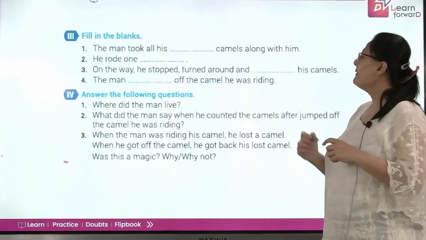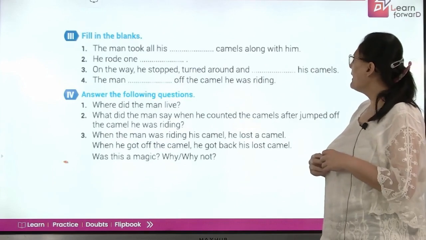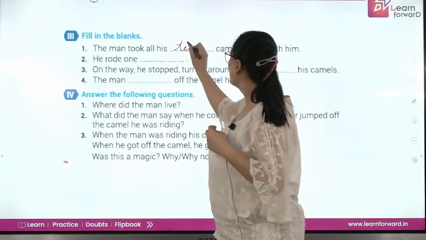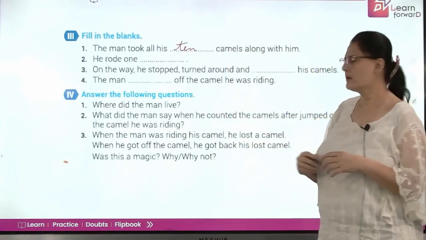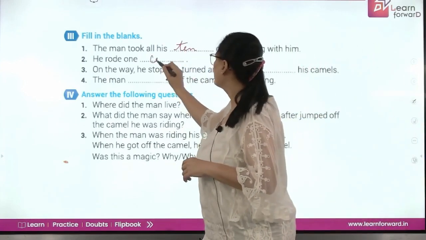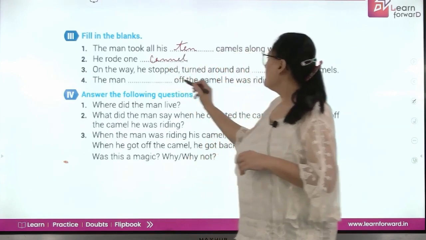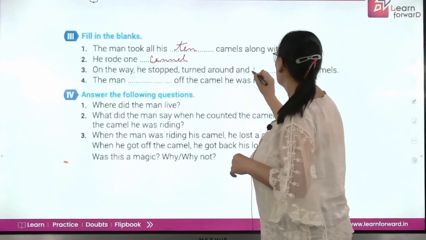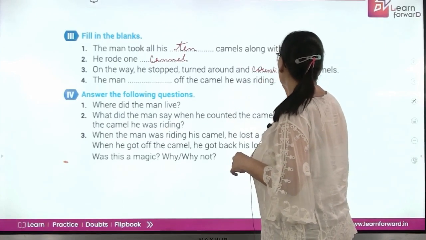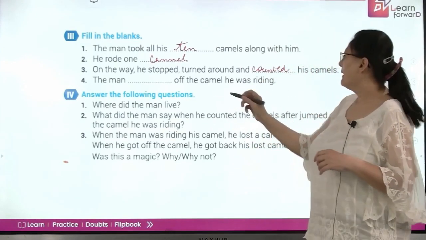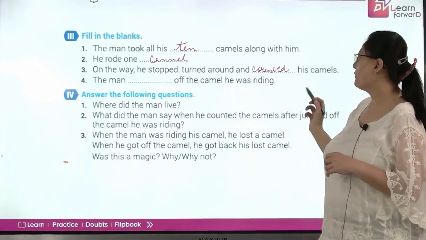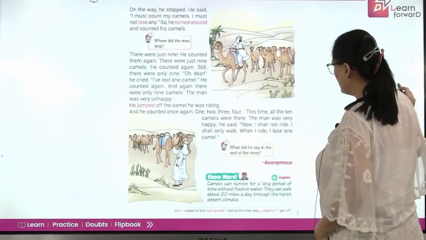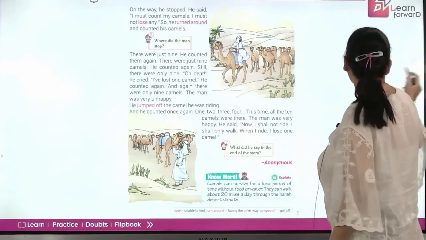Next, fill in the blank. The man took all his 10 camels along with him. Next, he rode one camel. Correct. On the way, he stopped, turned around and counted his camels. So this means that you've heard the story carefully, right? The man dashed off the camel he was riding. The man jumped off.